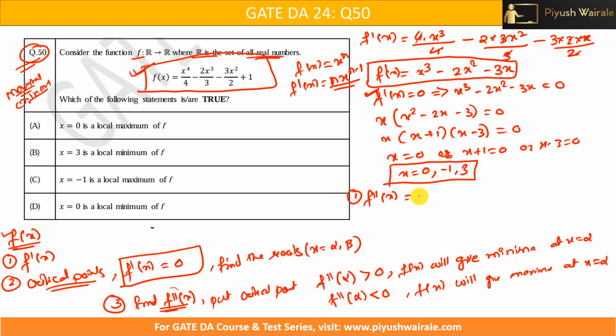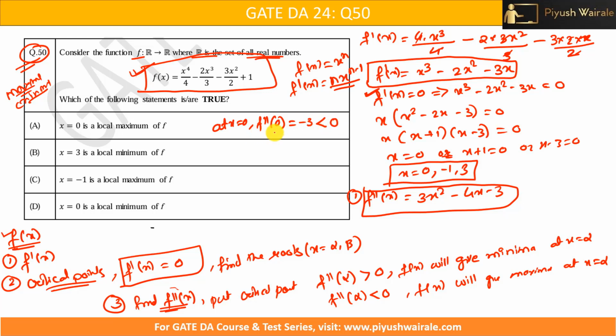Derivative of x cube is 3x square, minus derivative of 2x square is 2 into 2, 4x, minus 3x. Derivative of minus 3x will be minus 3. So this is f double dash of x, right? Now what is the value at x equals to 0? f double dash of 0 is what? Just put x equals to 0. So 0 minus 3, which is minus 3, which is less than 0.